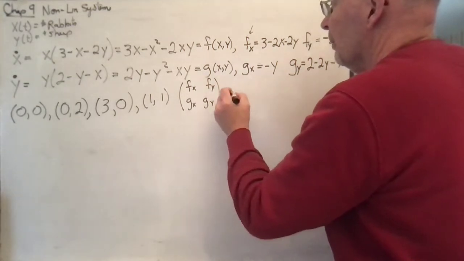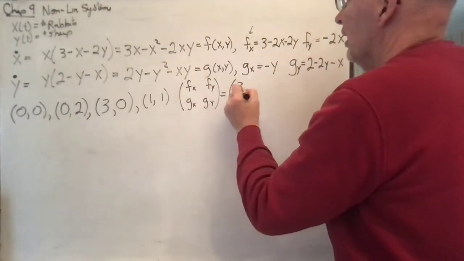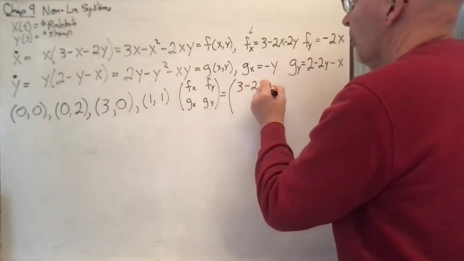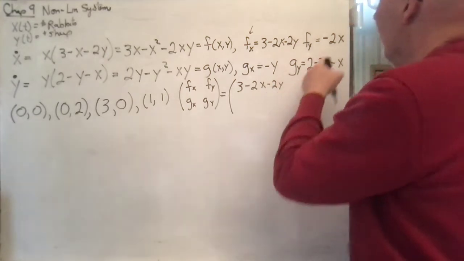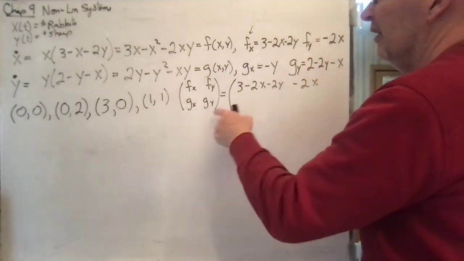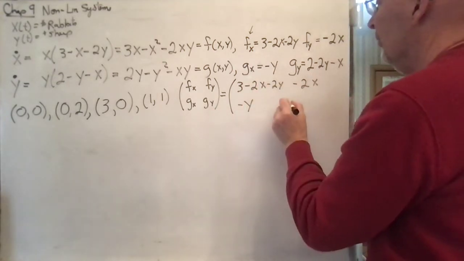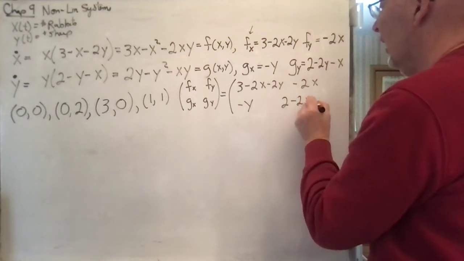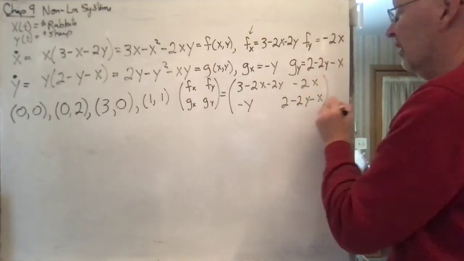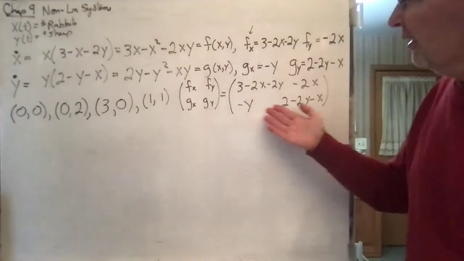So when I think I have room enough to do it here. So it's going to be 3 minus 2x minus 2y. And then here it's going to be a negative 2x. And then here it's going to be negative y. And then here it's going to be 2 minus 2y minus x. So there's your Jacobian. And basically, here's the cool thing.